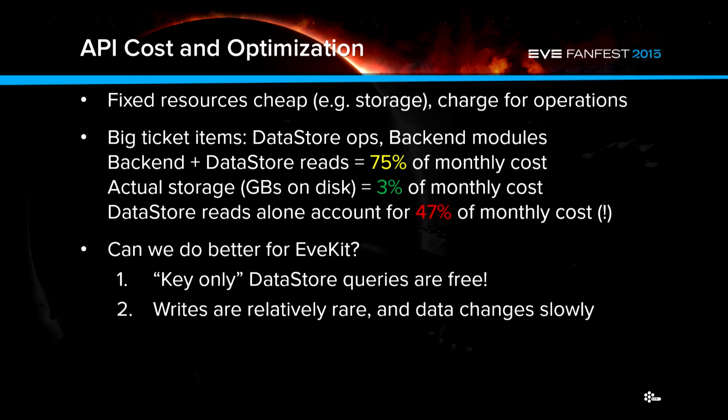So it's good for doing existence checks or something like that. And the other thing to observe is that writes are pretty rare with API data. If you ever look at your data, you'll see that the character sheet doesn't change a heck of a lot over time. And even things like assets, some people have thousands of assets. Most of them probably don't change very much. And so you should be able to take advantage of that.